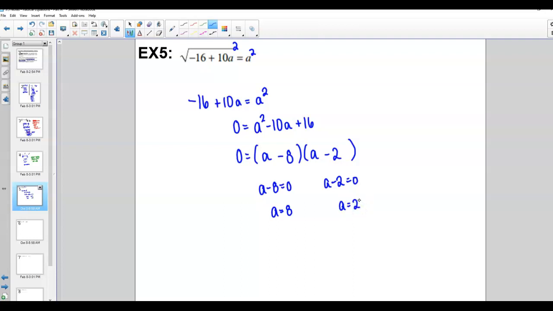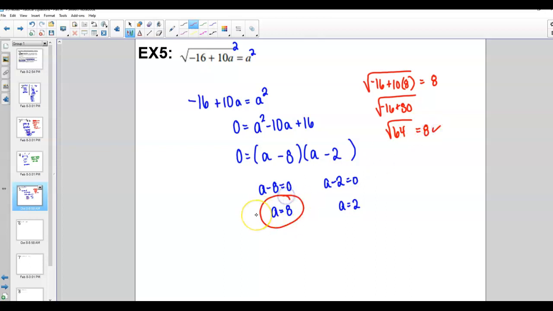Now, once again, you must check your answers. It's a pain, but you've got to do it. So here I've got square root of negative 16 plus 10 times 8 equals 8. And so this is negative 16 plus 80, which is square root of 64, which does in fact equal 8. So 8 is the correct answer.